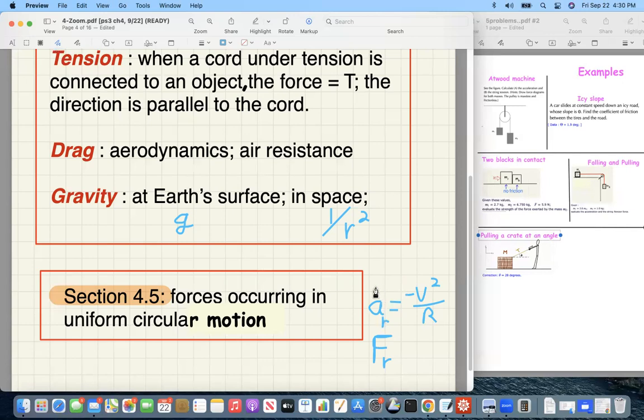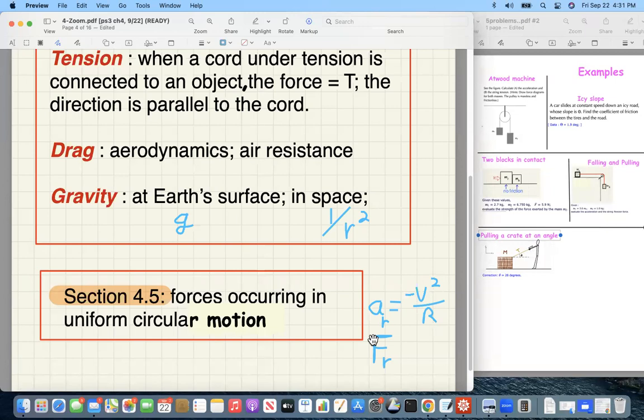It'll be the mass times the centripetal acceleration. And there are many different kinds of forces that could produce circular motion. For example, as the moon revolves around the Earth, there's a force of gravity where the moon is pulled towards the center of the Earth. That's the centripetal force.